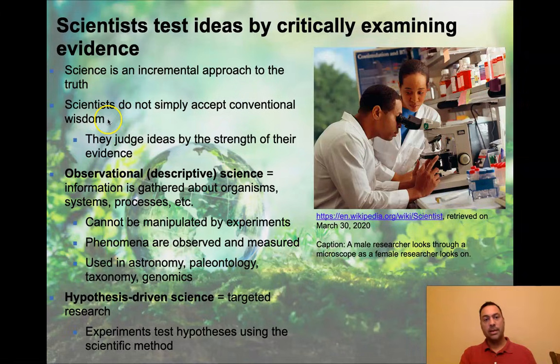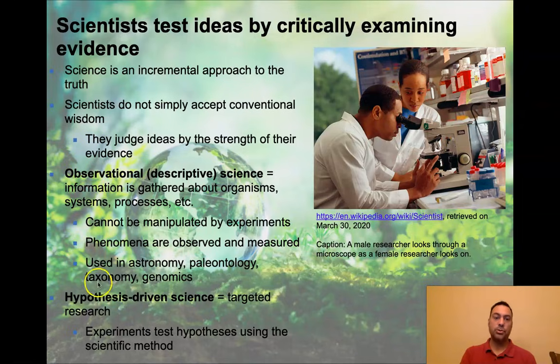Now, the other thing is that scientists do not simply accept conventional wisdom. They judge ideas by the strength of their evidence. And we will find, as we go forward in the class, that a lot of the things that people take for granted just simply aren't true. I don't want to tip my hand on some of these conversations, but some of the issues, such as how to carry out proper agriculture, for example, that conventional knowledge that you might have been raised with is just simply wrong. And we're going to talk about that a little bit later on.